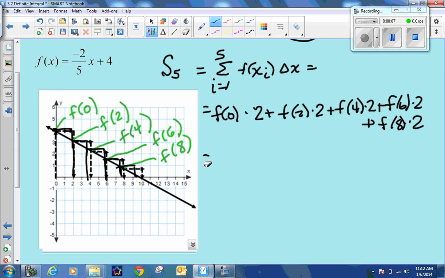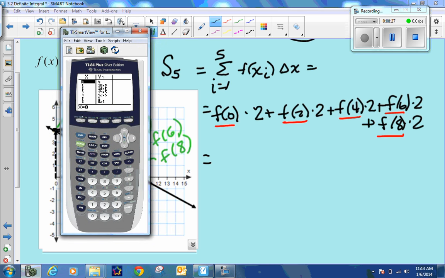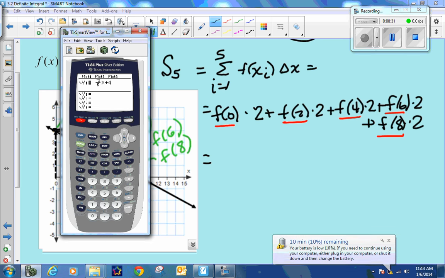Okay? All right, now you can do one of 2 things. You can either get the values of these functions off the table, or we can just plug them in, whatever's easiest. But for now, we're just going to plug them in. You can see I've got y equals negative 2/5 x plus 4 in my calculator, and I'm going to pull up the table so we can get our values quickly.